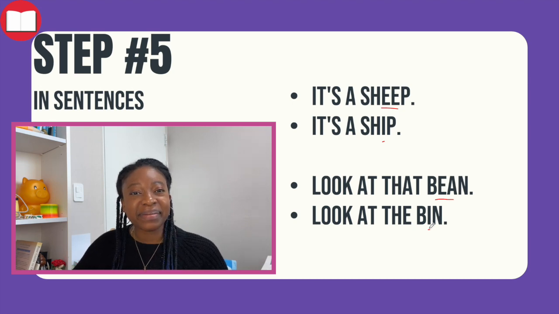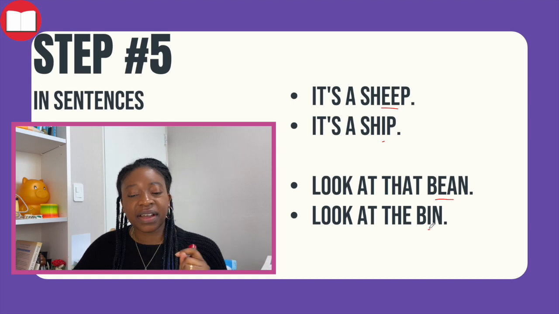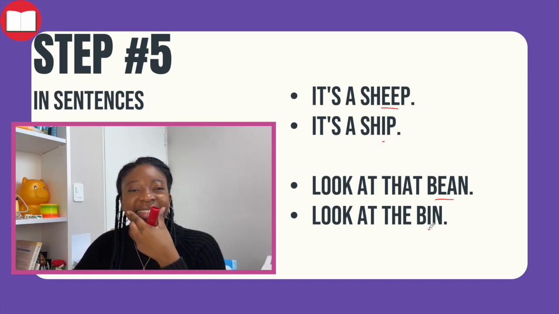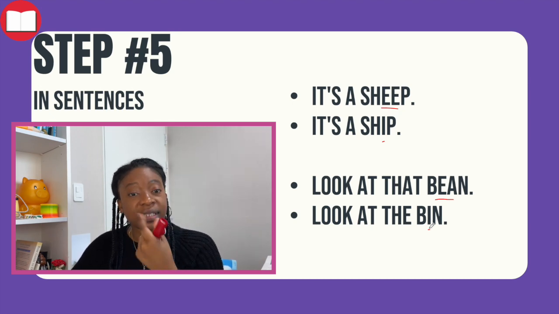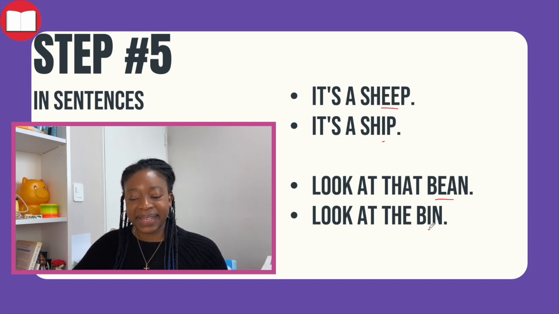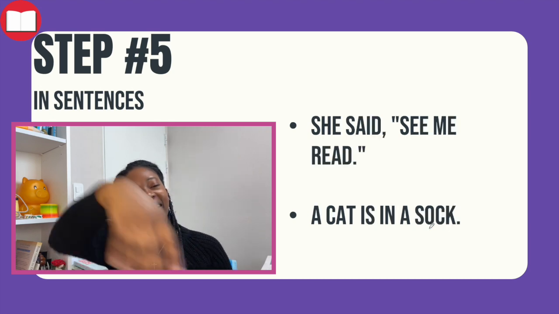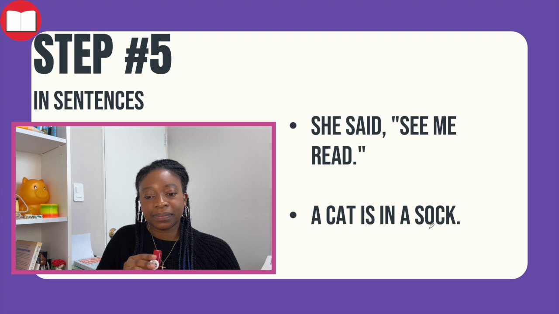It's a sheep. It's a ship. So look at my mouth positions carefully. It's a sheep. It's a ship. And exaggerate the mouth positions just to help your students adjust to the differences in the sound. Look at the bean. Look at the bin. All right. Now let's say it in some sentences that are not minimal pairs.